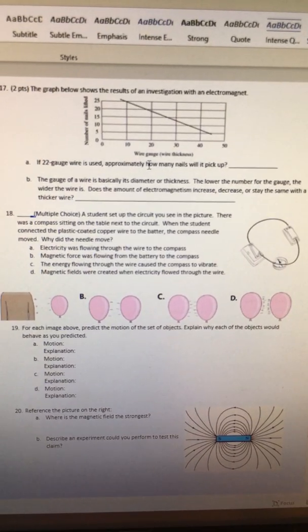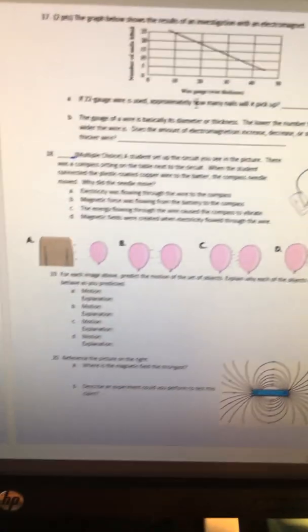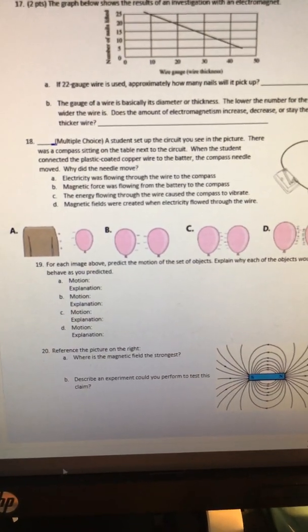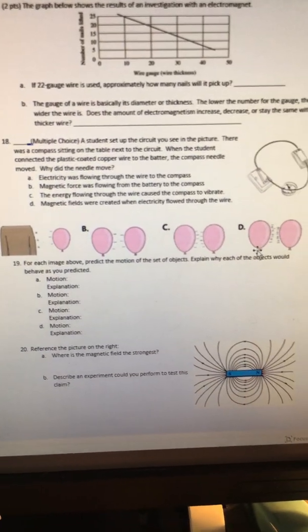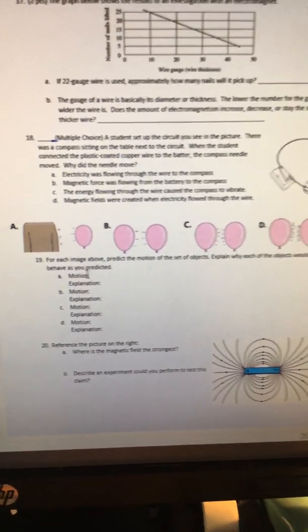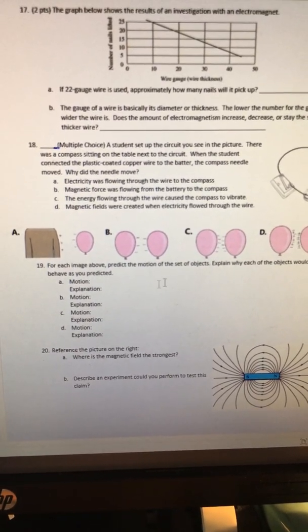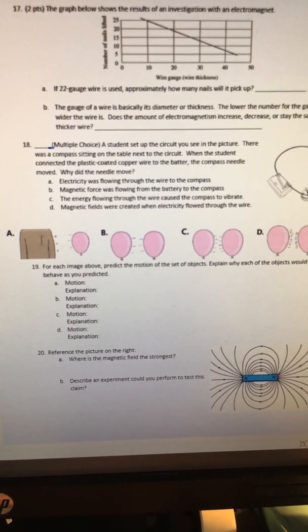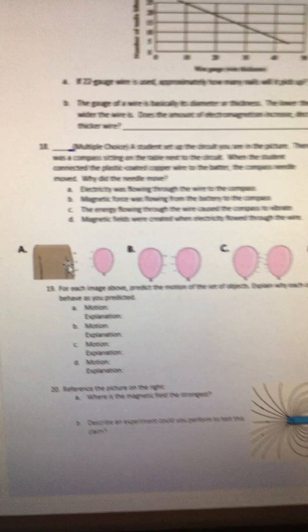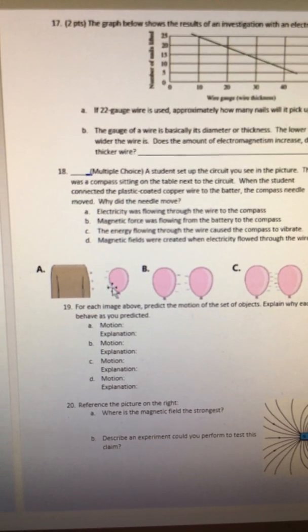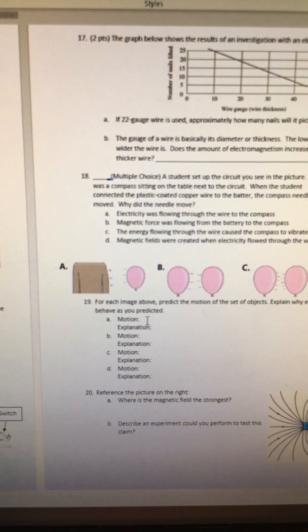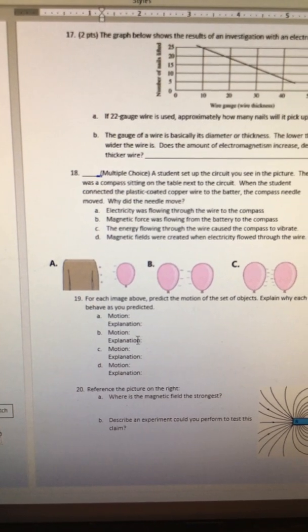18, multiple choice based on this little circuit. On 19, so everyone look at 19. You guys have 4 scenarios. You have scenario A, B, C, and D. You guys need to explain, all right, if we let go of the balloons, what's going to happen? So that's their motion, and then why is that going to happen? So for instance, in A, you guys can see this sweater with the positive charge, and then you can see this balloon with the negative charge. If we let go of that balloon, what's going to happen? So describe the motion, and then why is it going to happen like that?